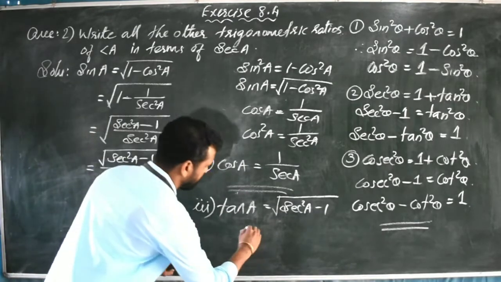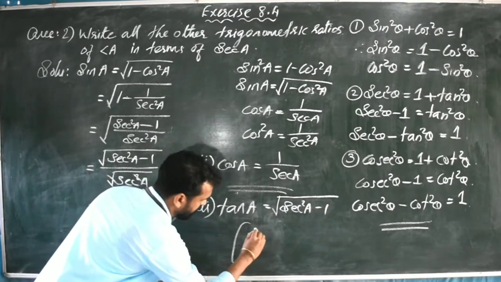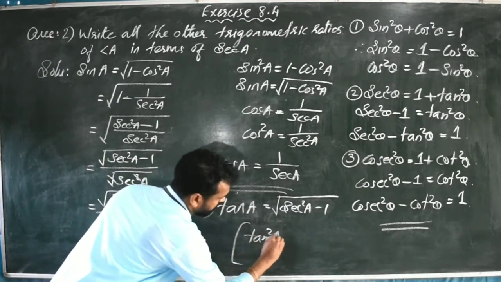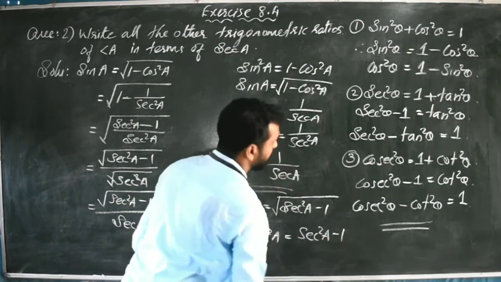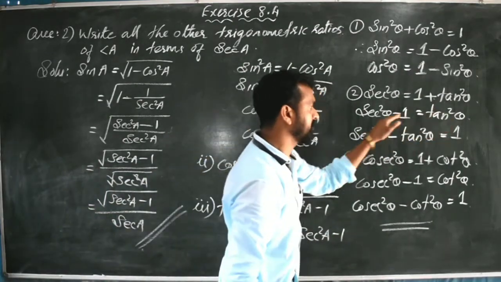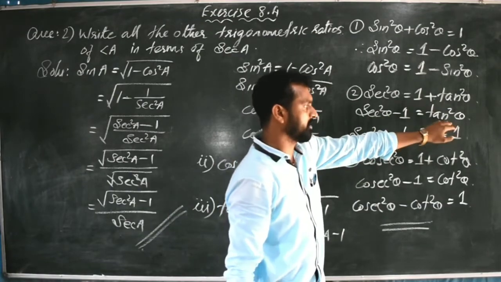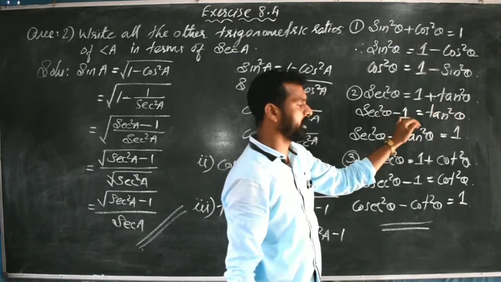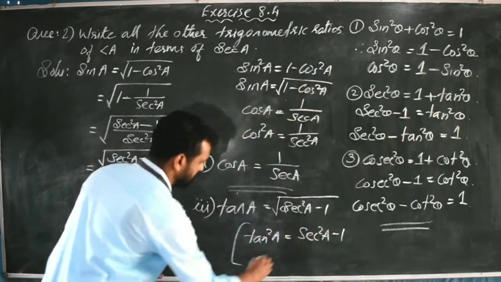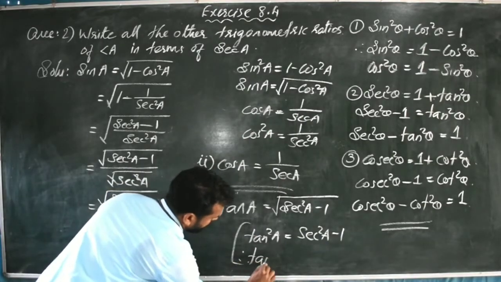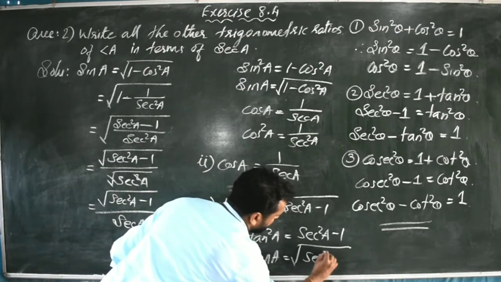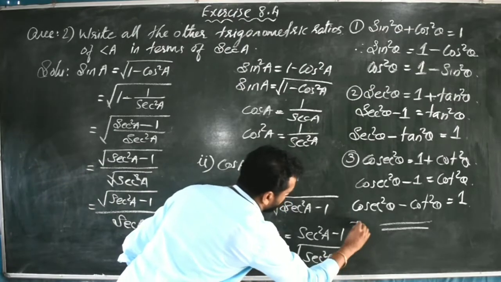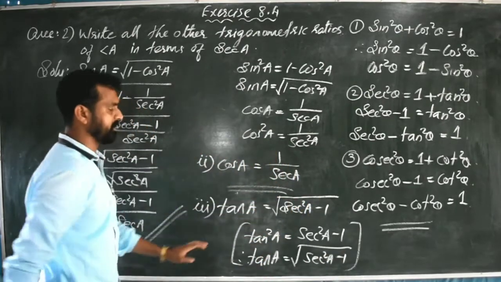Then in bracket you have to write the reason, that is tan square A is equal to sec square A minus 1. This one is the formula: tan square theta is equal to sec square theta minus 1. So tan square A is equal to sec square A minus 1. Therefore tan A is equal to square root of sec square A minus 1. That you have to write in bracket in this answer.